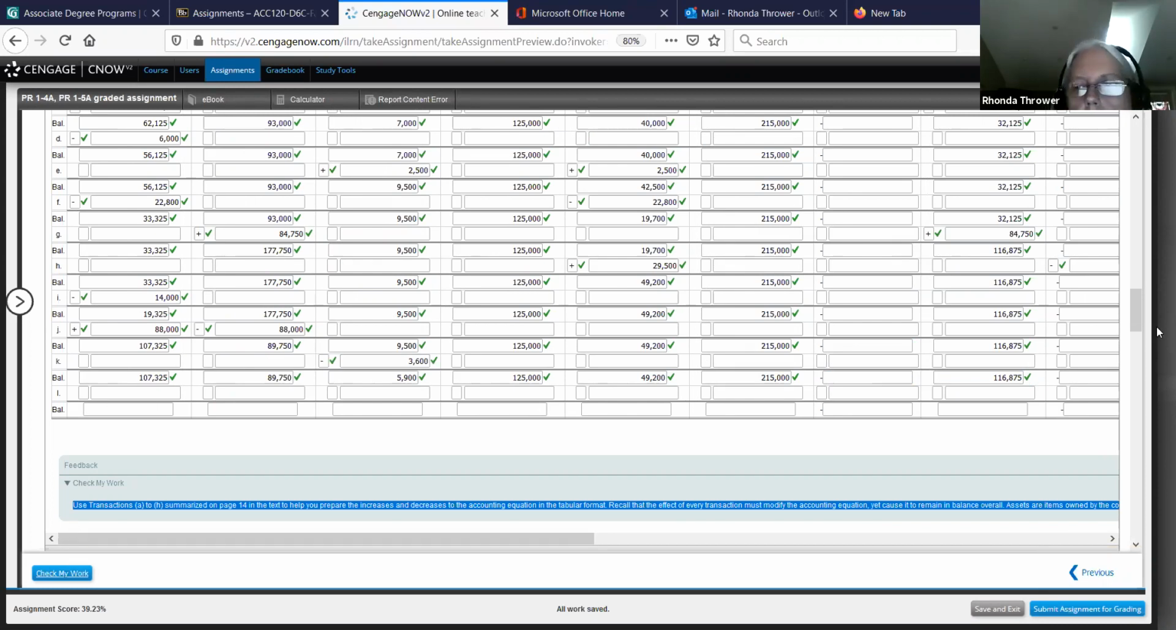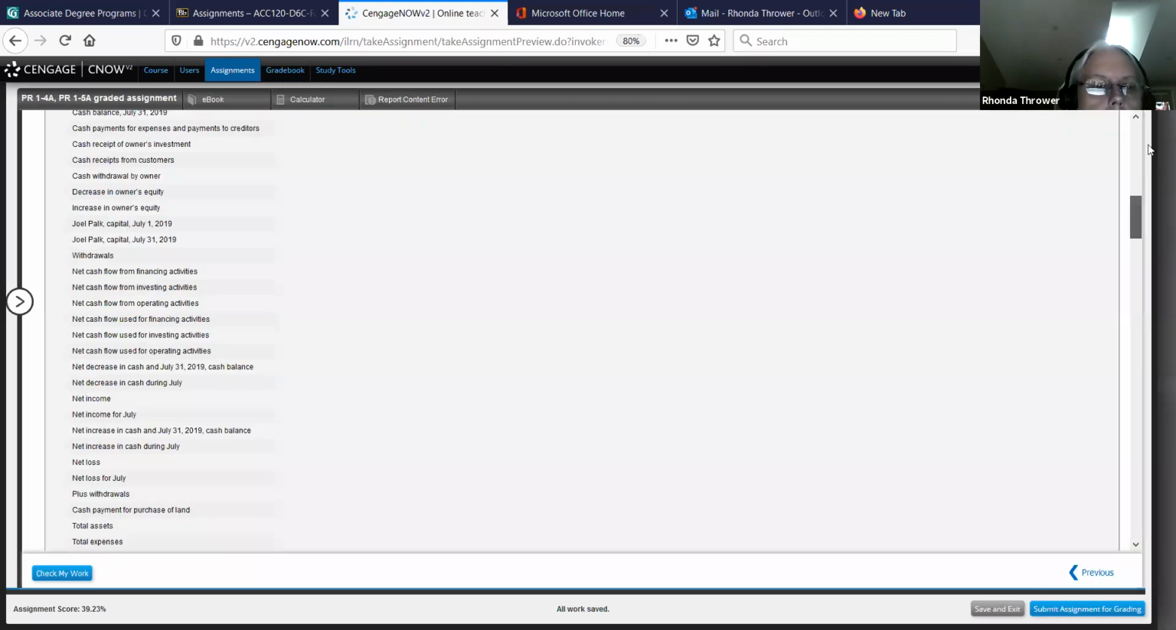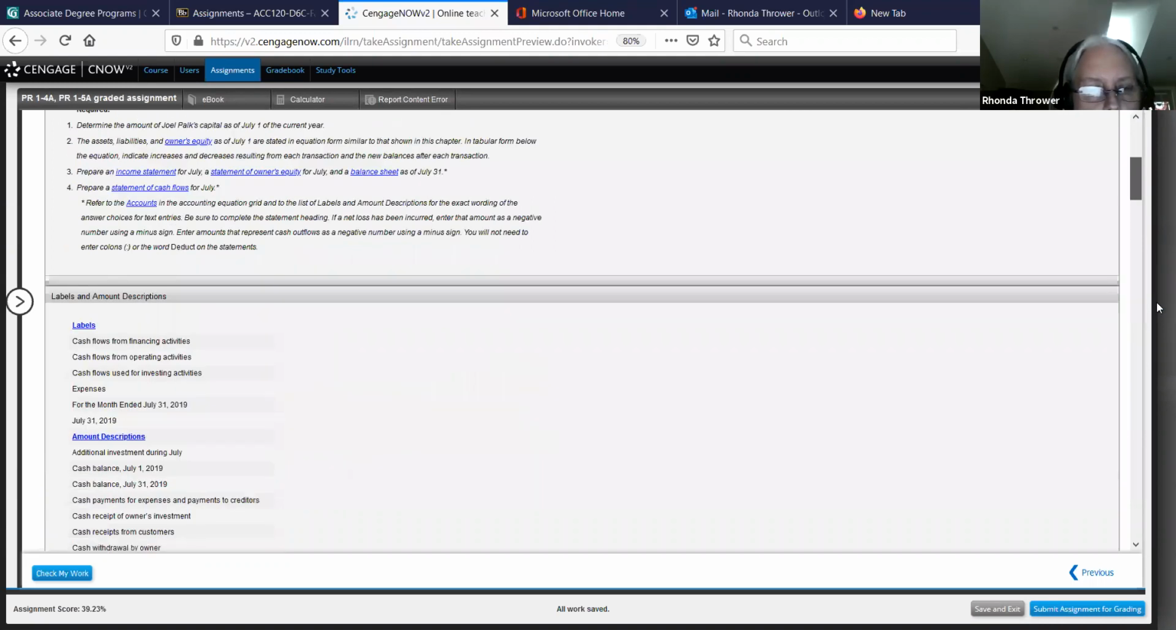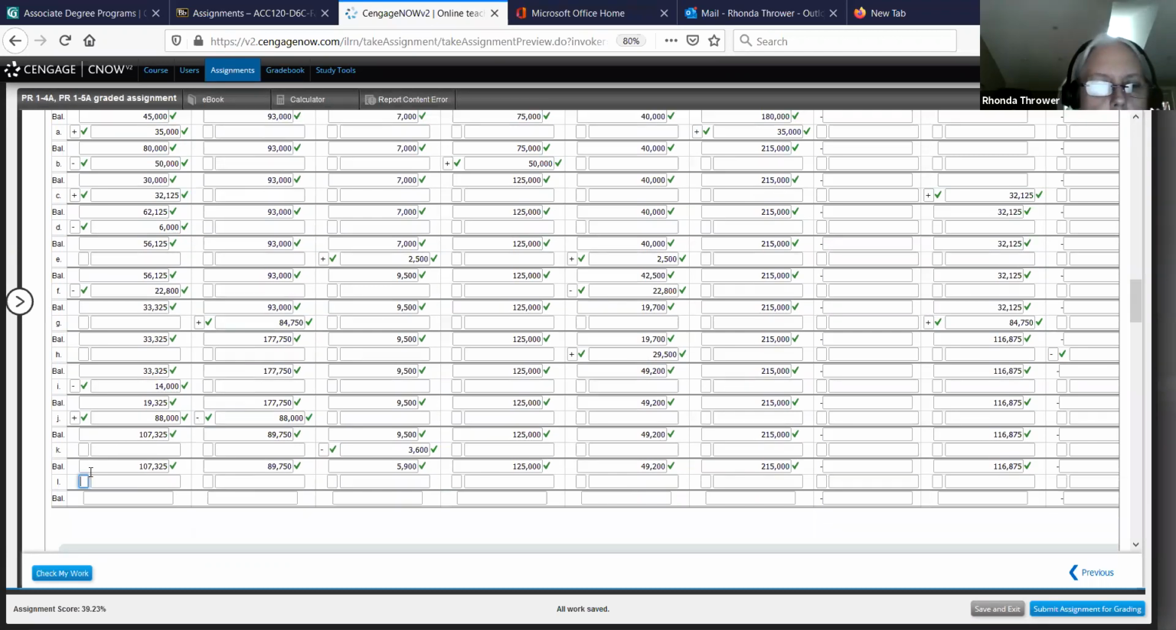The last transaction is L. We withdrew $12,000 cash for personal use. Anytime you take money out of the business, cash is decreasing by $12,000. And because it says it's personal use, it's going to affect the owner's equity withdrawal account, or the drawing account as it sometimes is called. So my cash is going to be decreasing by $12,000.